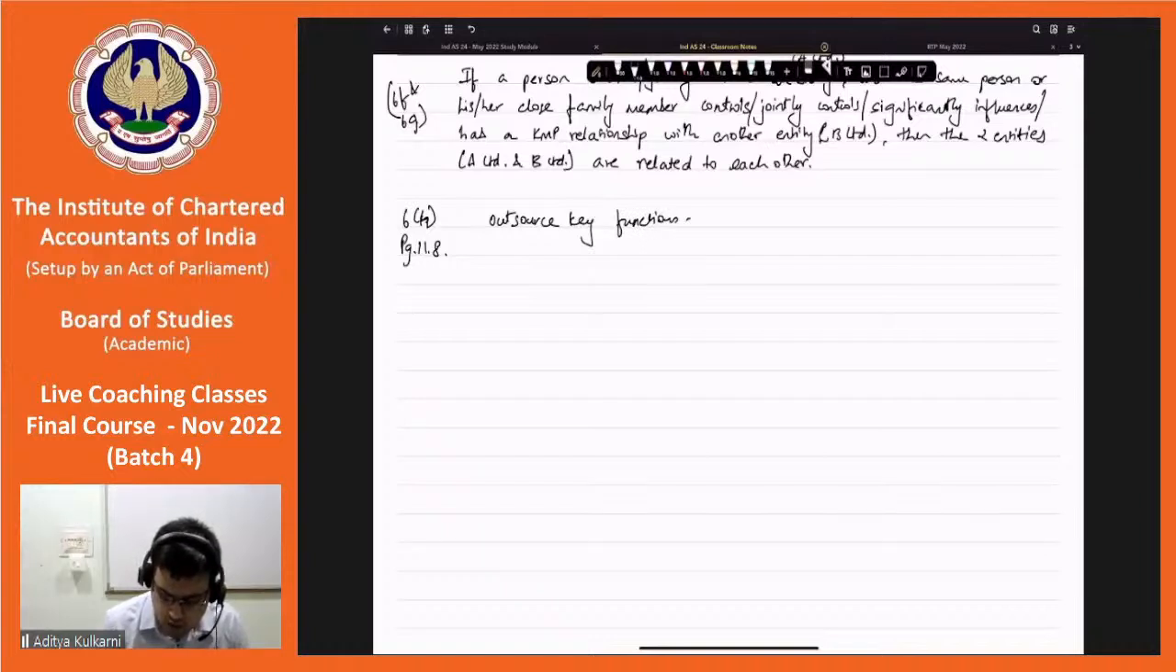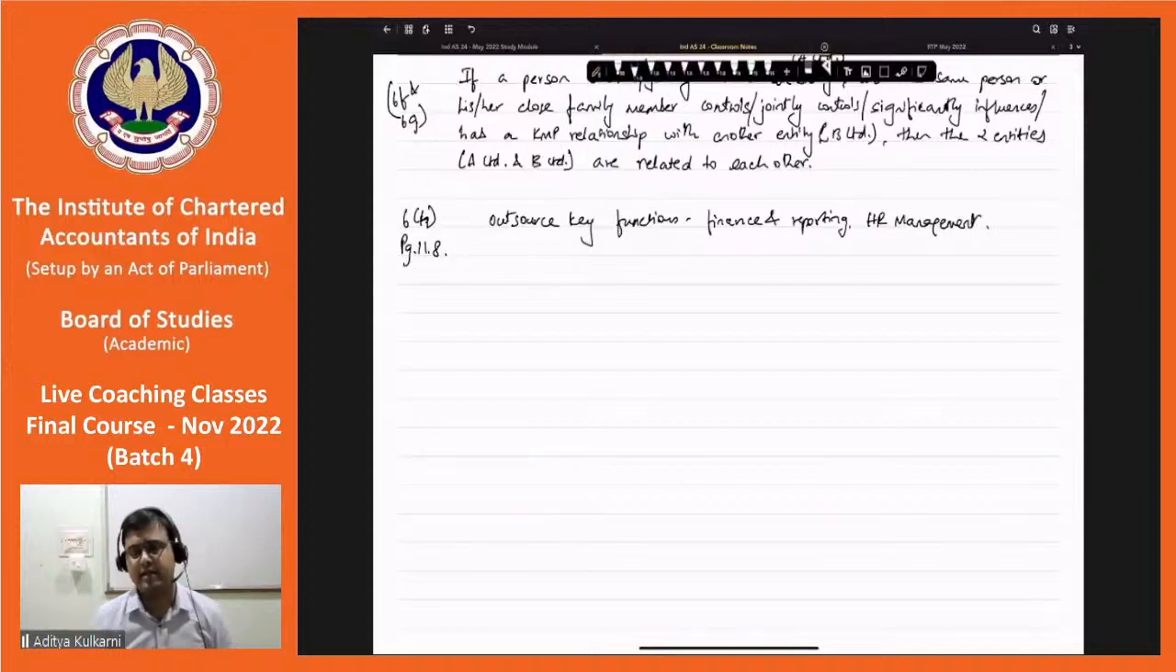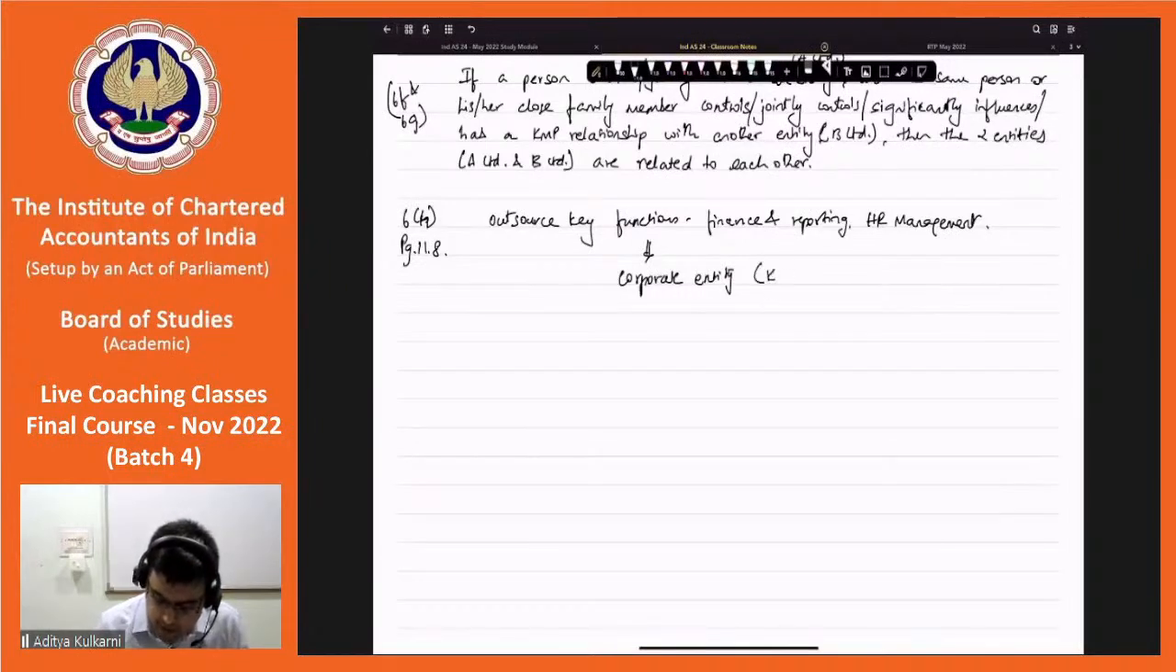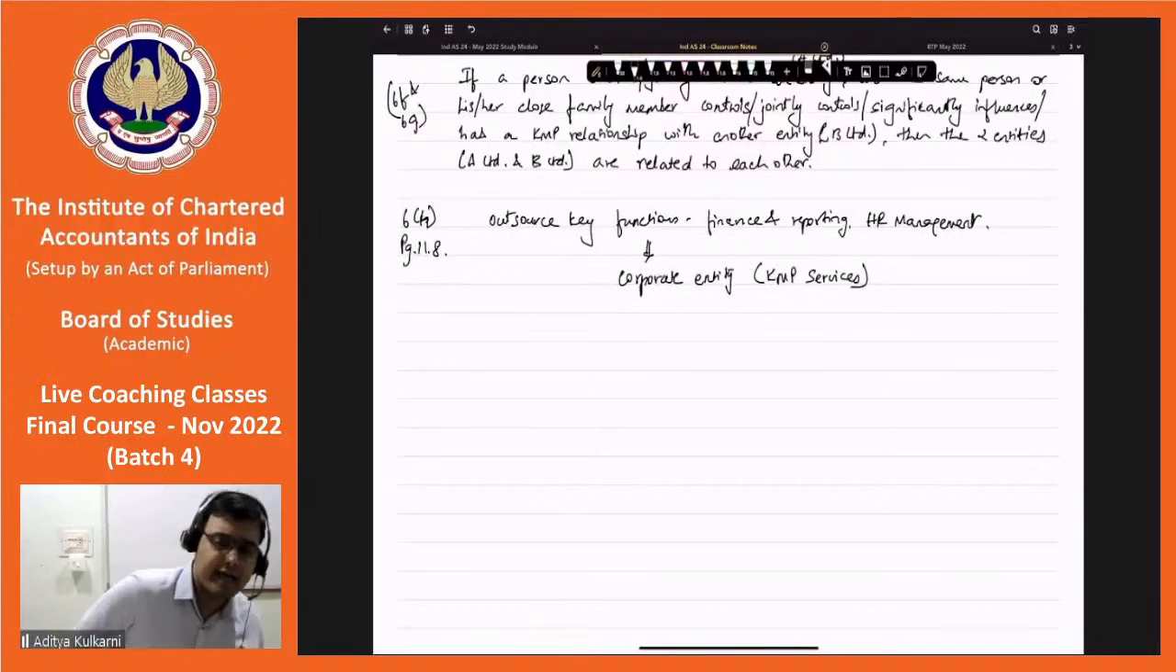Key functions like what? Finance and reporting, they can outsource. They would outsource HR management, human resource management. These key functions could be outsourced. To whom will it be outsourced? To another corporate entity. Now, who is this corporate entity? This corporate entity, we call it the entity providing KMP services.